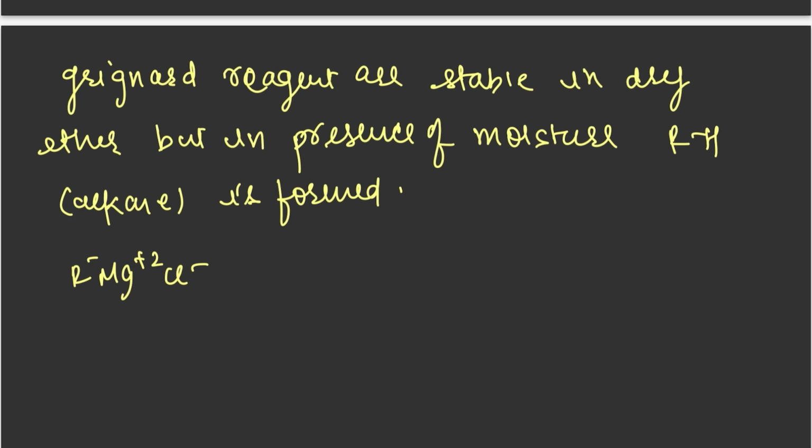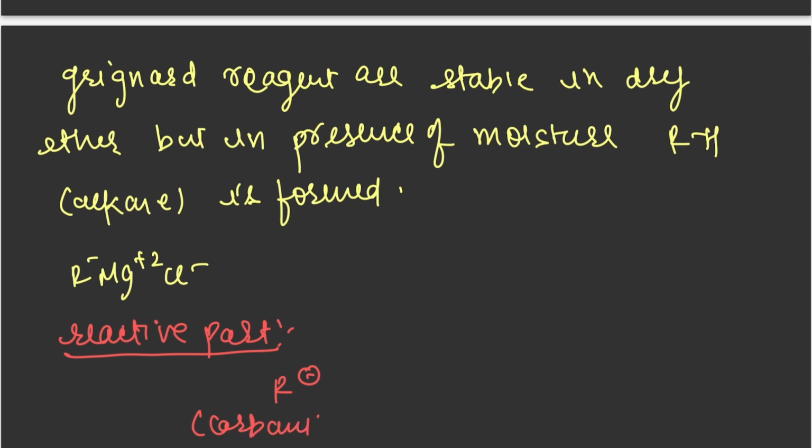Now let's talk about its reactive part. Which part of the Grignard reagent reacts? R minus, that is known as carbanion. Carbanion can act as a base and it can act as a nucleophile as well.